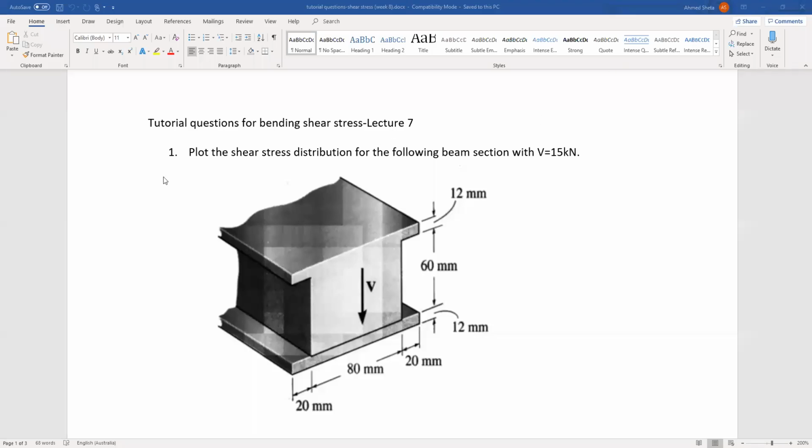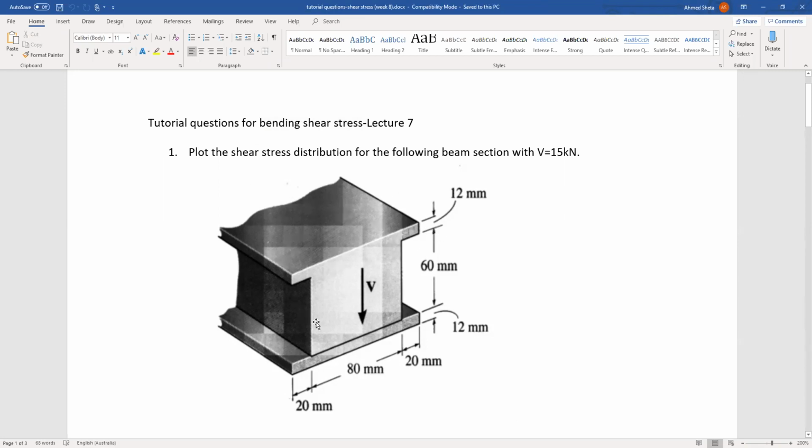Okay, today we will have two types of tutorial questions. The first type is the bending shear stress, and the second type will be the deflections. So we will start with the shear stress now, and we have two questions for the shear stress. This is the first one.